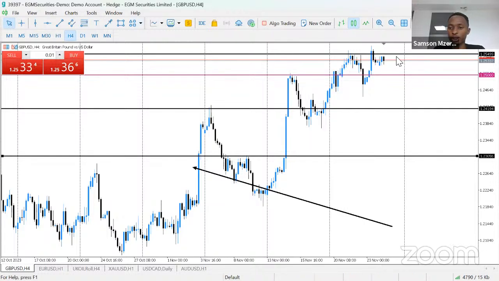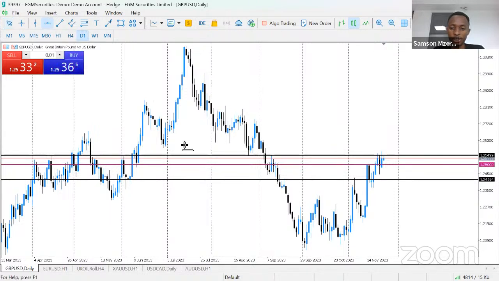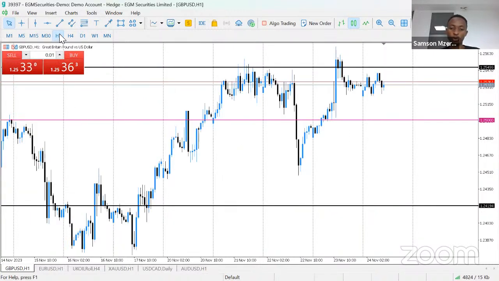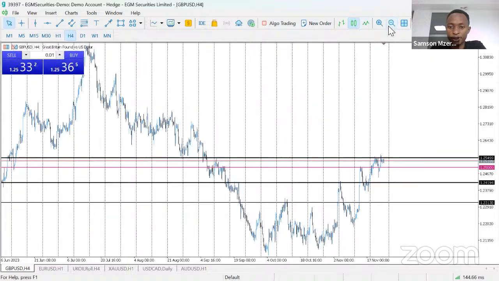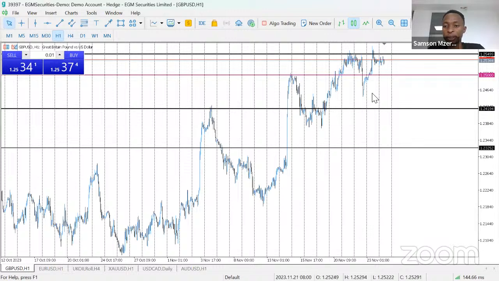If you move on to H4, I'll just get rid of this arrow. We have that structure over there. So let me just mark this high again. Okay, so on H4, we have that structure. Have I marked this correctly? Let's see. Just a minute. Yeah, it's okay. So on the hourly chart, we have something like this.